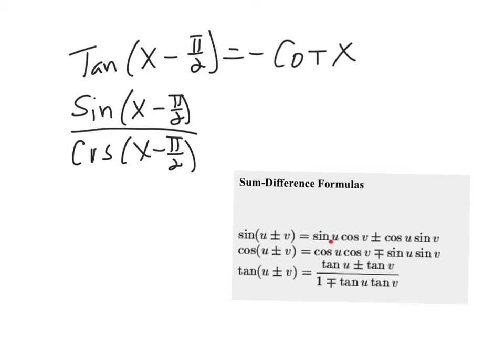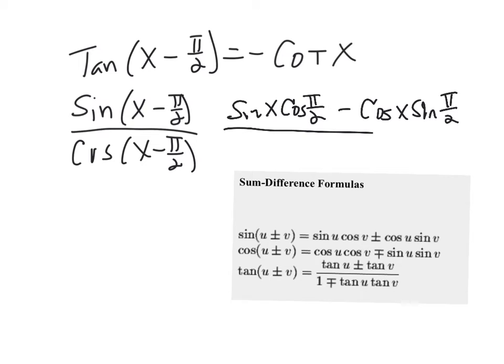So I'll do sine of u cosine of v minus cosine u sine of v. So I'll just write that in now. So I'll do sine of u cosine of v minus cosine of u sine of v. So that's what the top becomes.